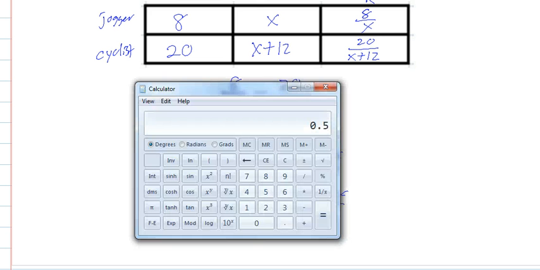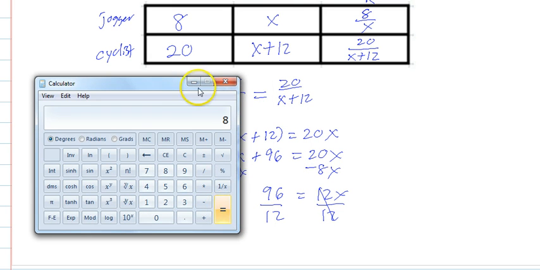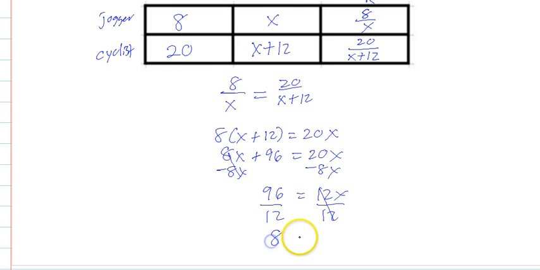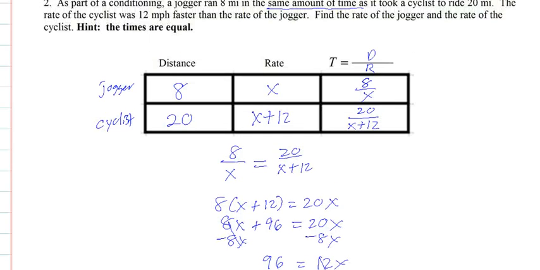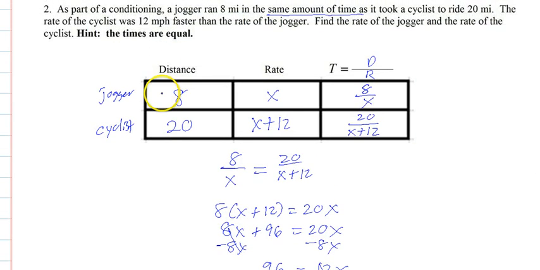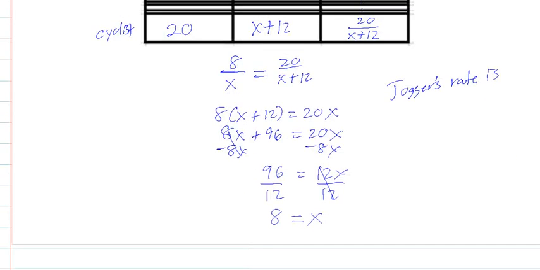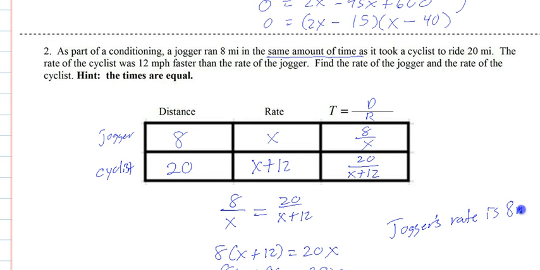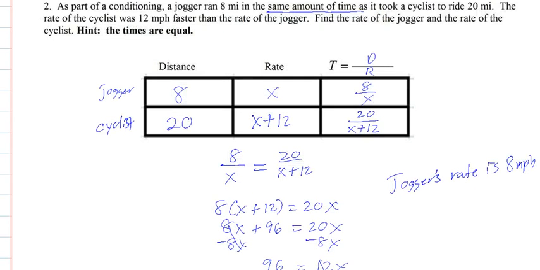Plug in our calculator. 96 divided by 12 is 8. And there it is. And we go back up and see what that is. X is the speed of the jogger. So the jogger's rate is 8 miles per hour. And the cyclist rate is 20 miles per hour.